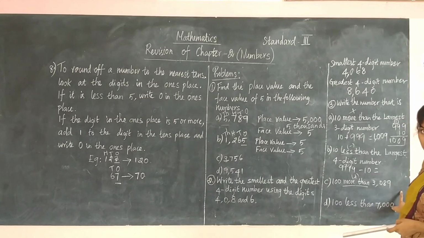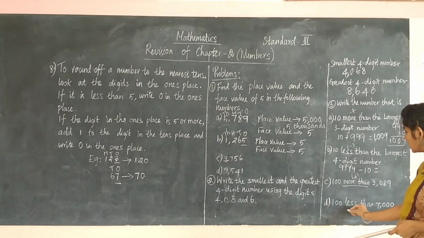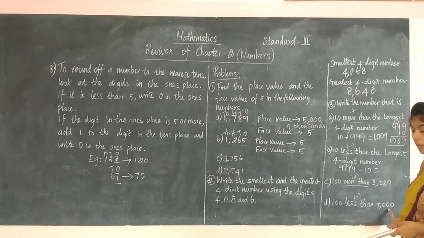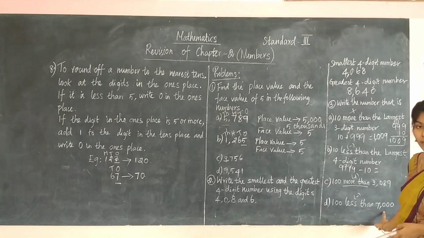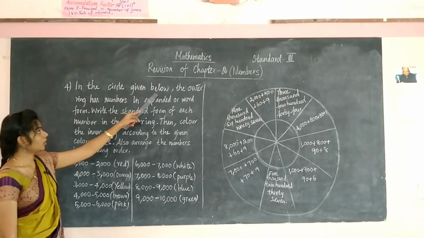3189 as the answer. Okay. The next one is 100 less than 7000. Less than means minus, to subtract the number. So 100 is subtracted from the number 7000. Just subtract 100 from this number. Okay. Then the next sum is in the circle given below.